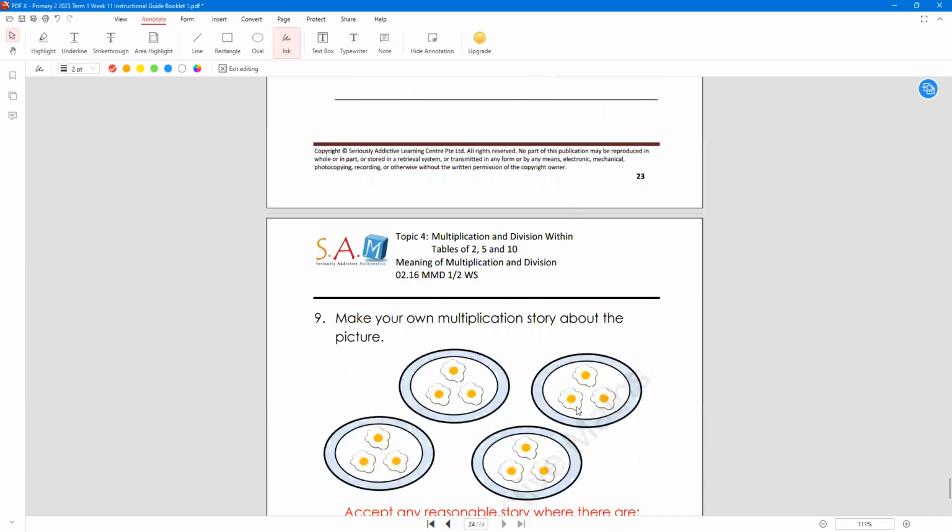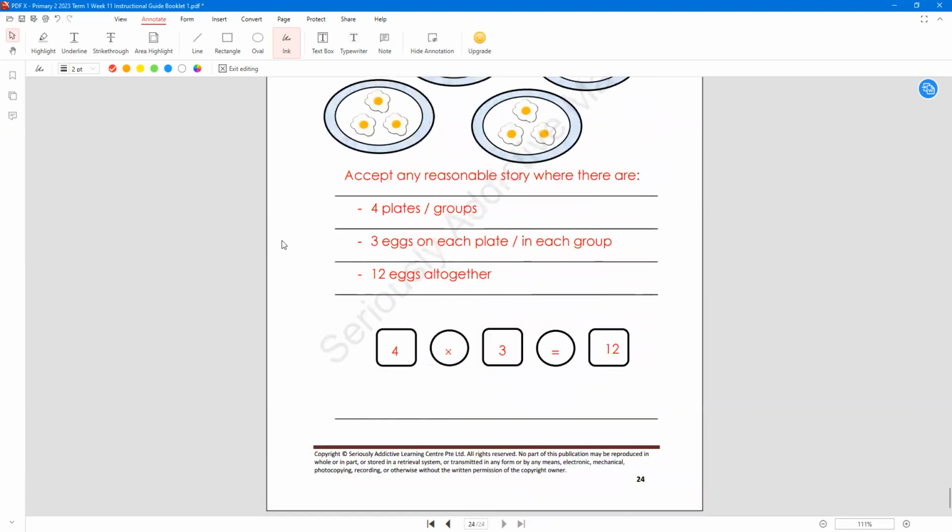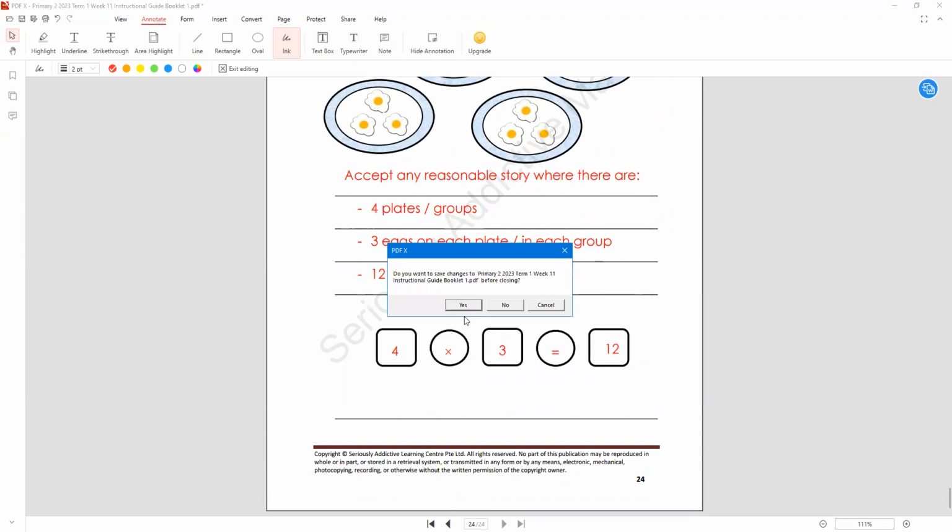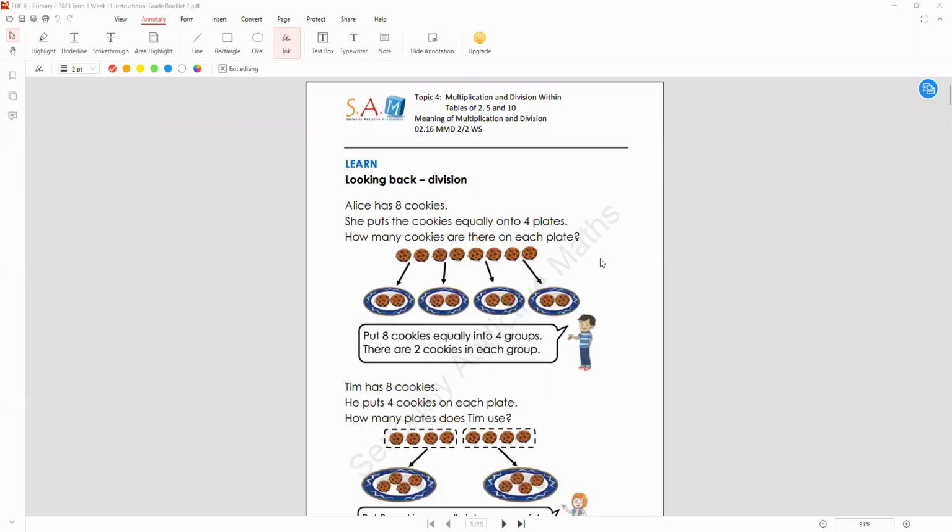And I think the rest you can assign as homework. Let's move on to book number 2, which is on division. Now for division, there are some keywords that they need to look out for, right? But let's do looking back first.